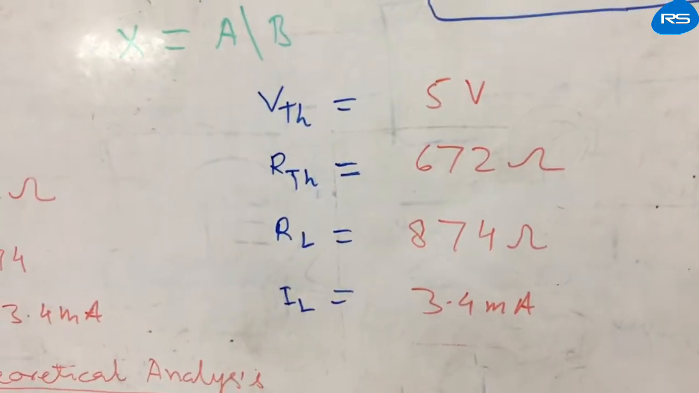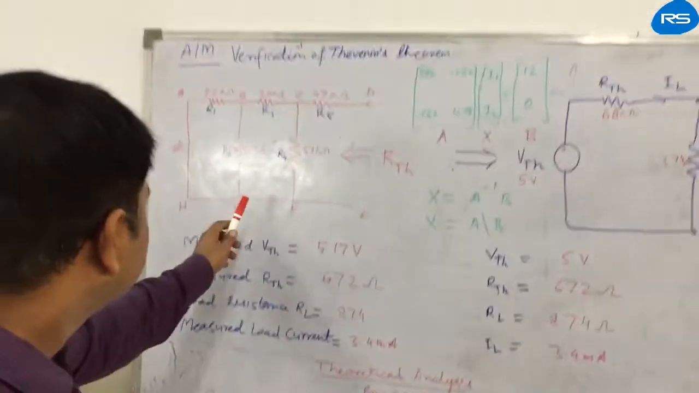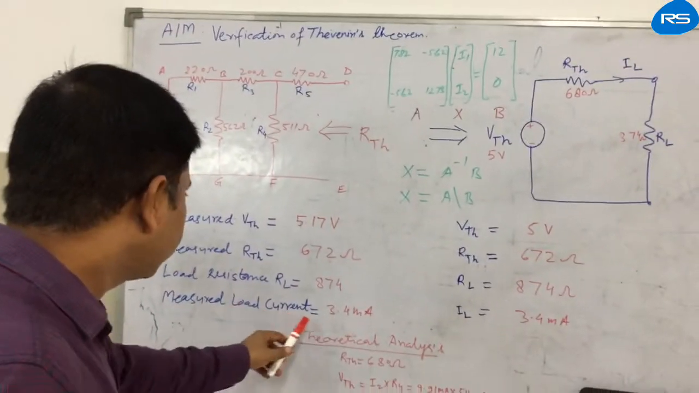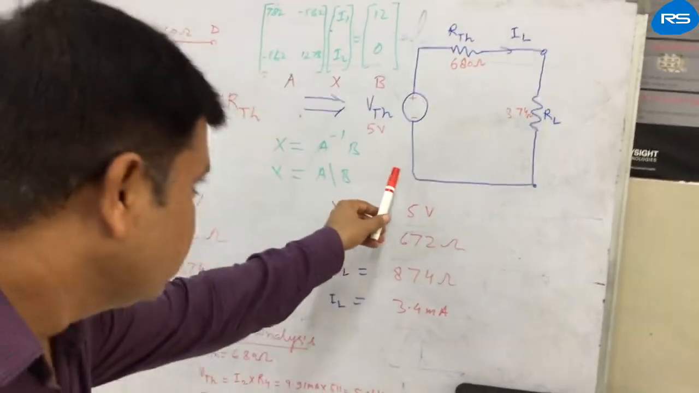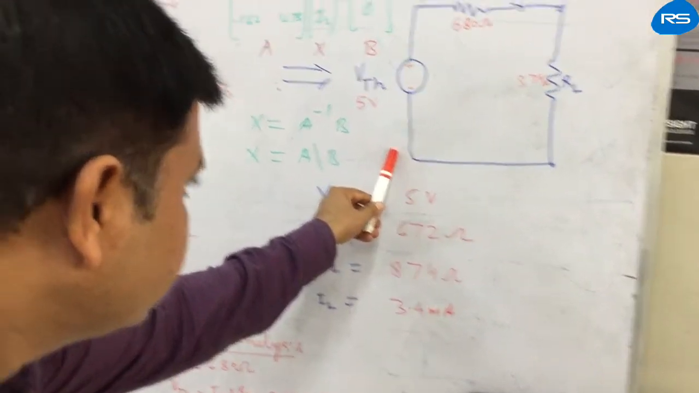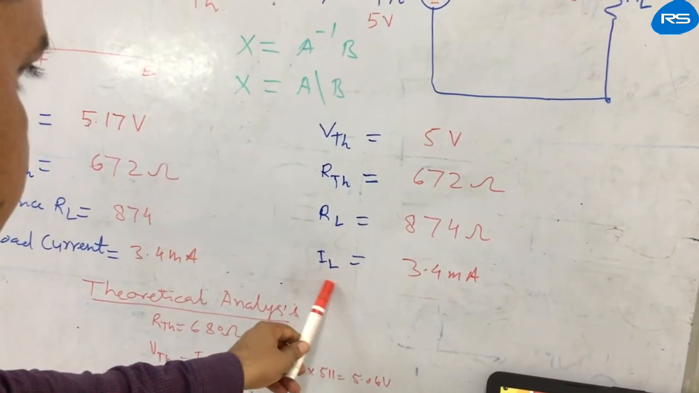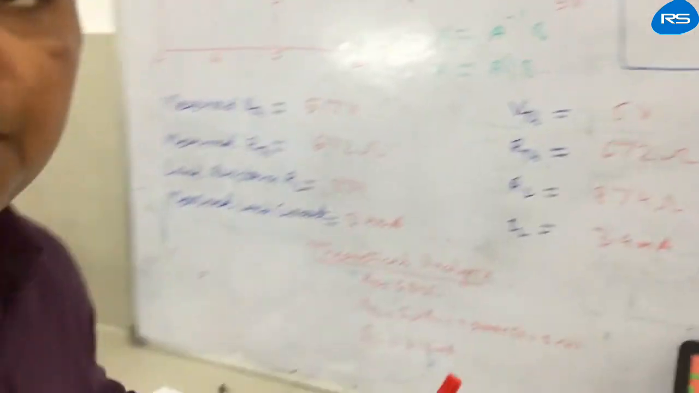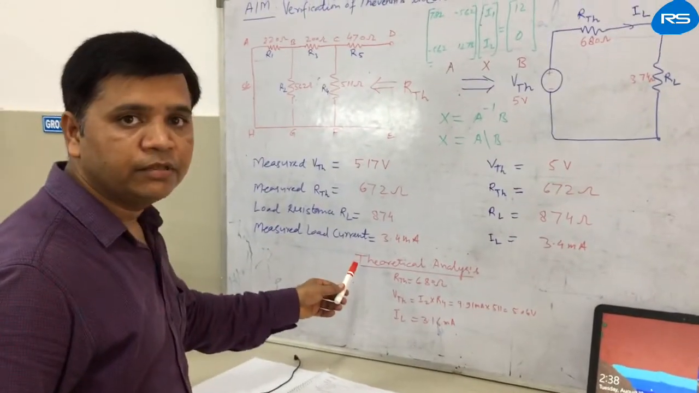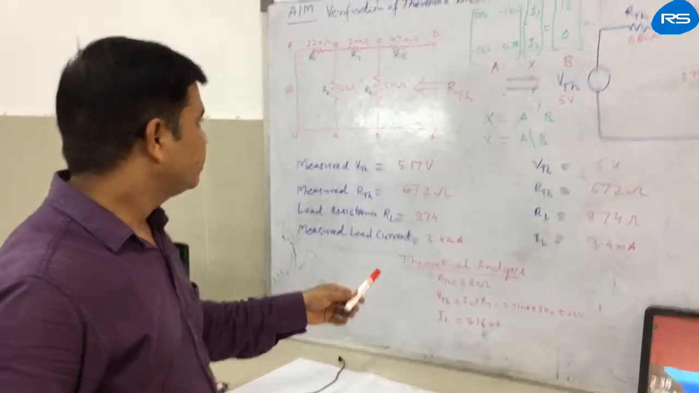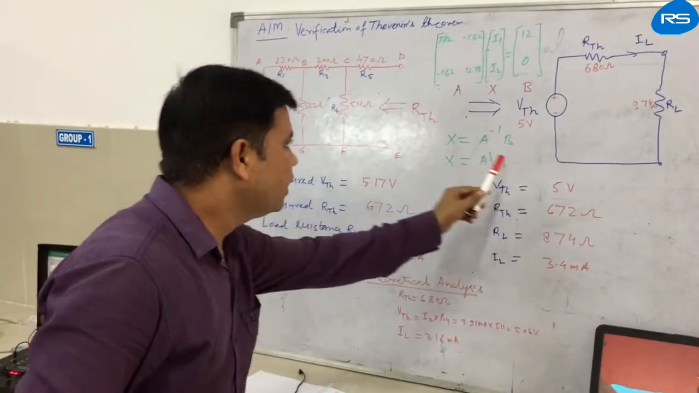So in this way we have proved that for a given circuit the measured load current is equal to 3.4 milliampere, and for the equivalent Thevenin circuit having the same load value we have load current equal to 3.4 milliampere. So in this way we have verified the Thevenin theorem and performed the equivalence between the given circuit and the Thevenin equivalent circuit.